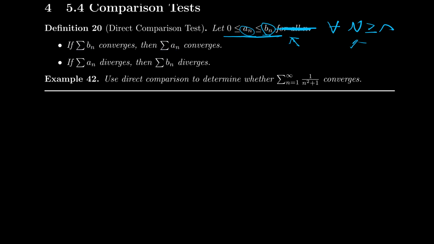So pause it and write this: for all n greater than big N. That's the eventually part. And you really can just say eventually. That's what that means. It doesn't have to be for all n. But it works like this.